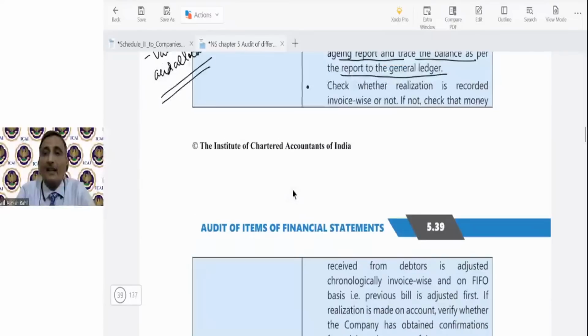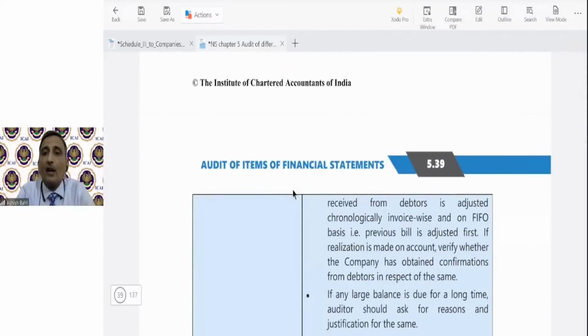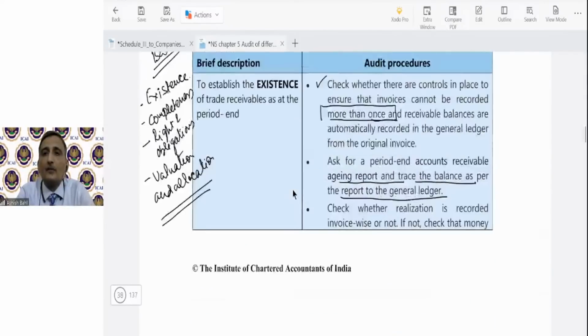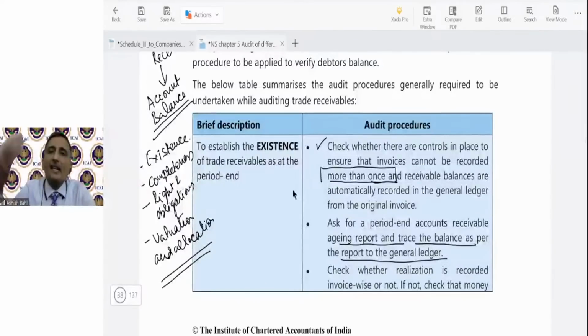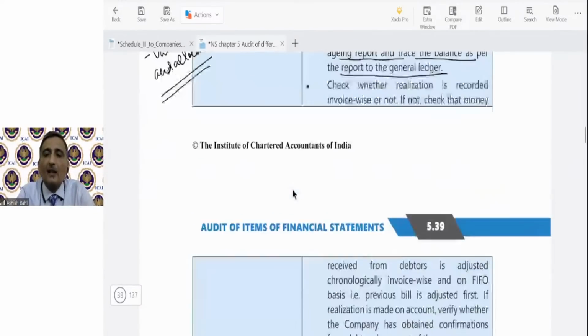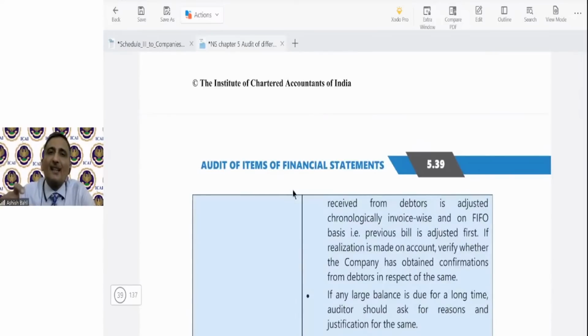Okay, check whether realization is recorded invoice wise or not. So students, when a debtor is created, when the payments are coming, the auditor would see whether the payments are coming invoice wise in relation to each invoice, or whether these are coming on account. Okay.